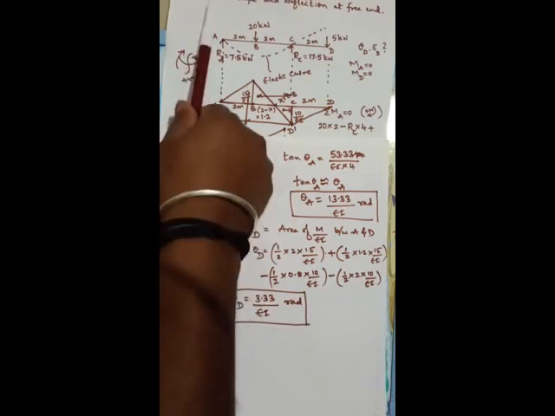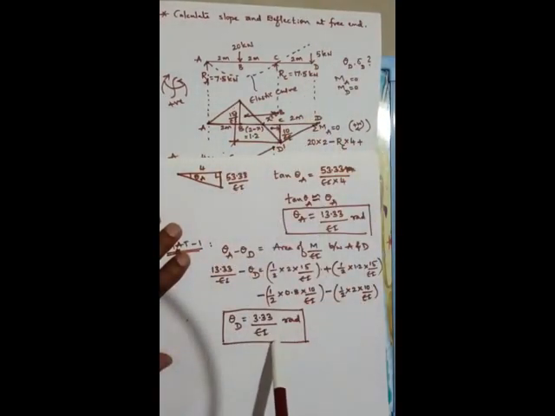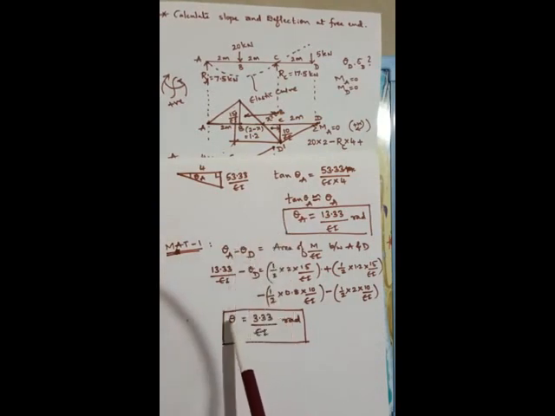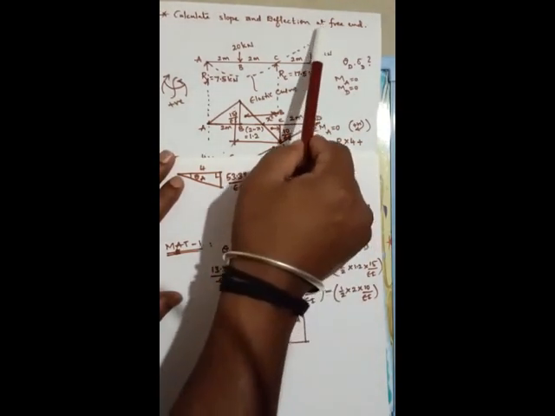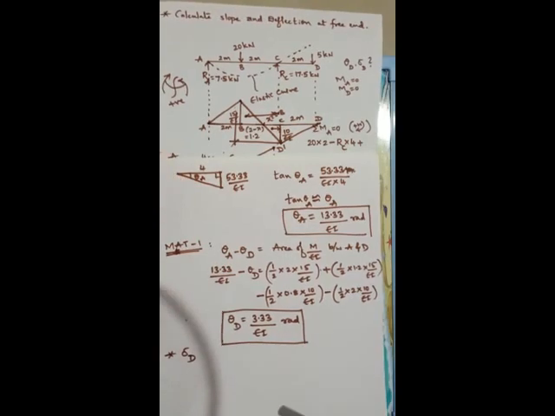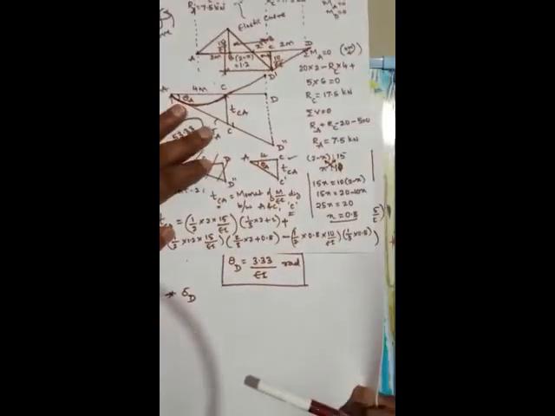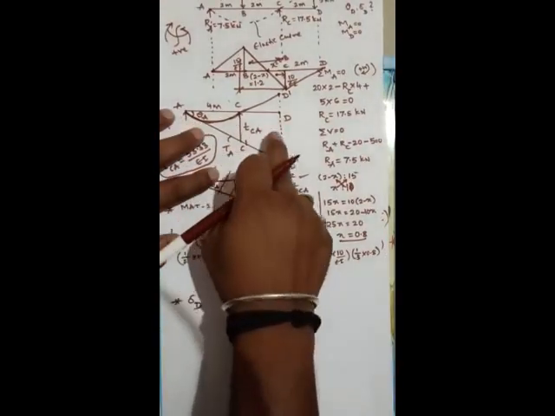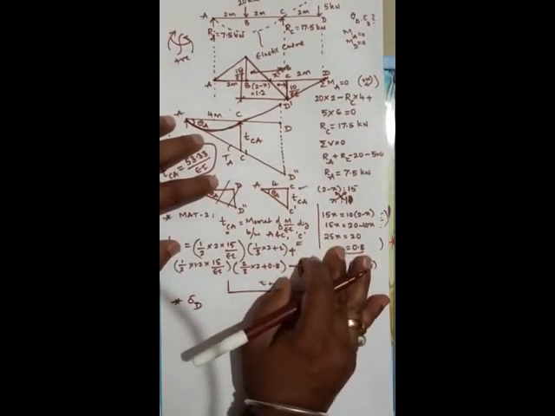Okay, so in the question they have asked what is the slope and deflection at free end. So now we have calculated the slope at the free end, that is theta D. So now we need to calculate the deflection at free end. Now our next task is to find delta D. Okay, so let us come back to this figure, the elastic curve figure. So what we need to find? Delta D.